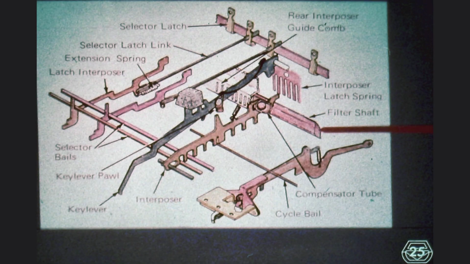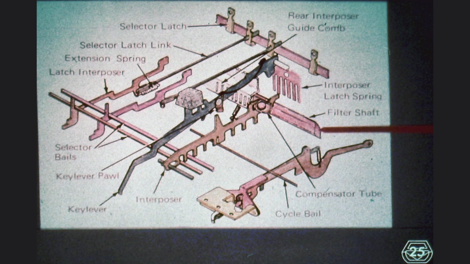When the cycle shaft turns, so does the filter shaft, and the turning of the filter shaft top to the front causes the interposer to move towards the front of the machine. In the process, we carry out step number 2, which is latch selection. Let us now investigate how the latch selection is accomplished.